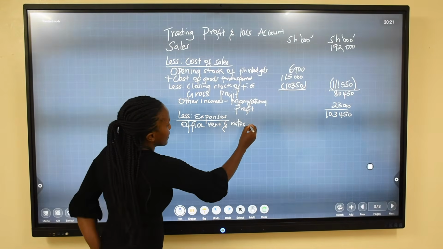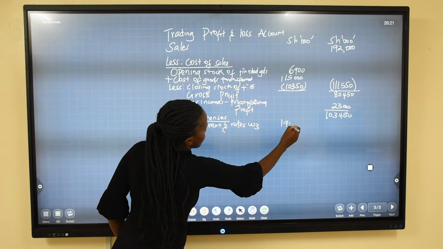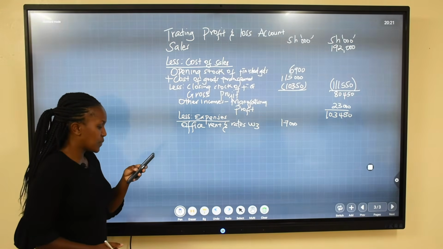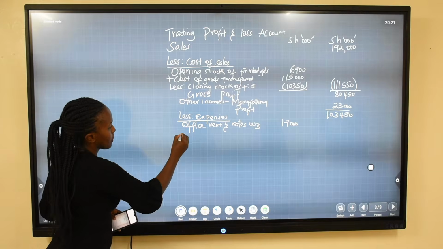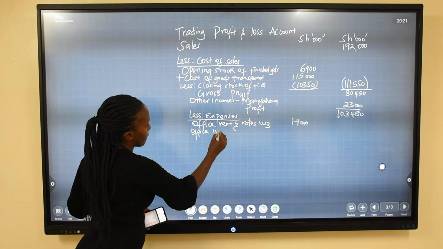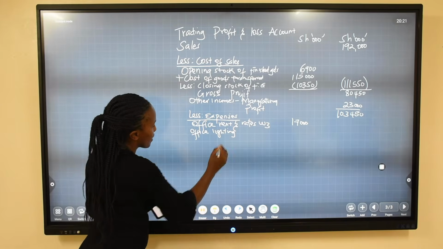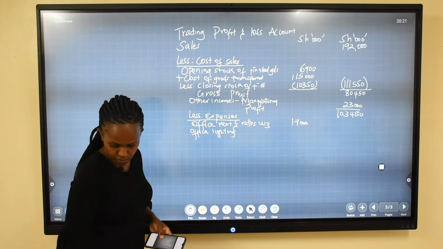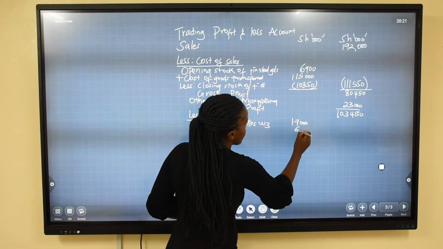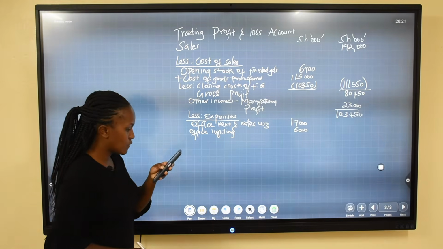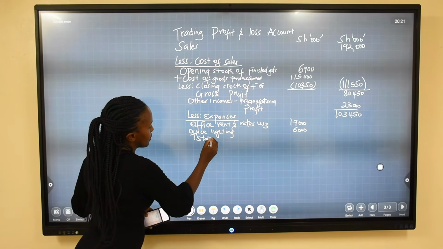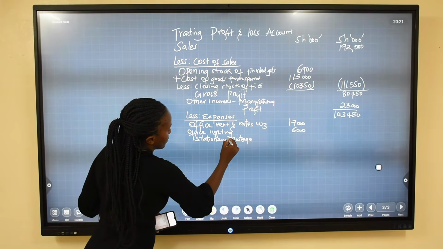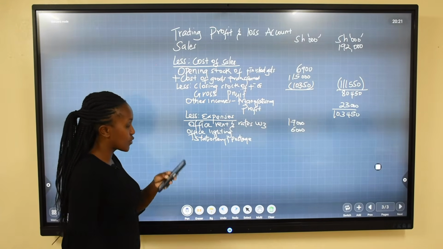So we are saying that working number 3 is going to give us 17,000. Okay, so do not forget once you do the working, you have to incorporate them. The next one is office lighting. Office lighting, there is 6,000. Then there is stationery and postage. Stationery and postage of 2,000.